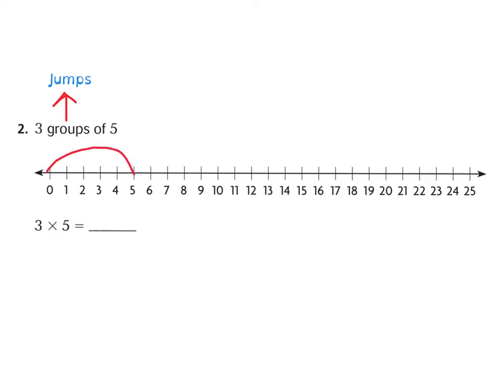Next, we will count 5 more, and that will lead us to the 10. Our last group of 5 that we will jump should bring us to 15. I should be able to count by 5s to check myself. 5, 10, 15. So 3 jumps of 5 equals 15, or 3 times 5 equals 15.